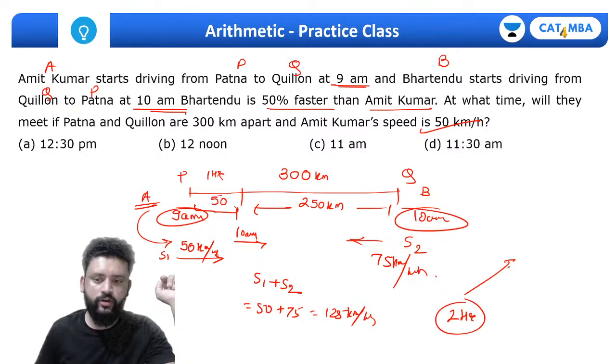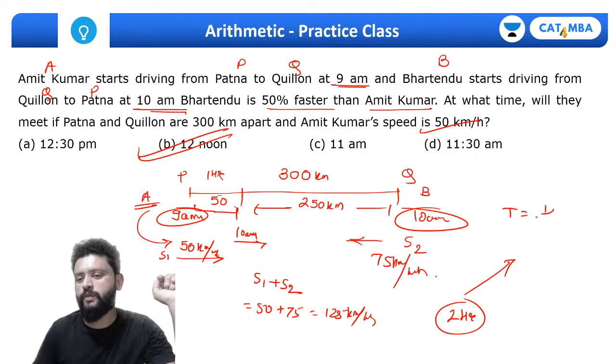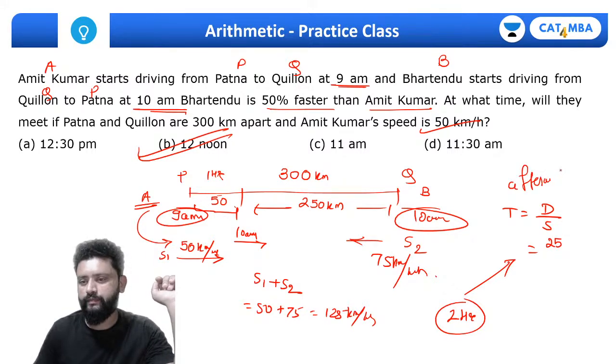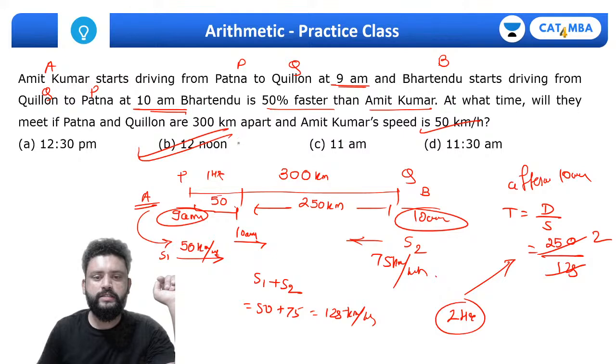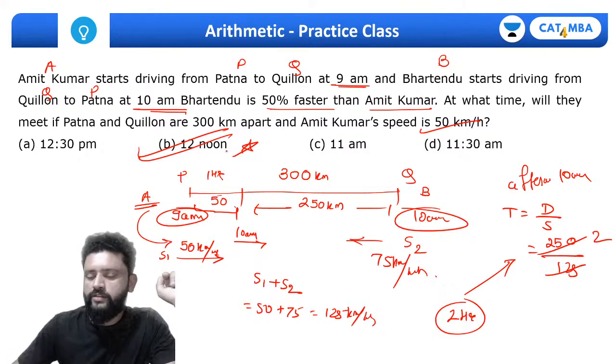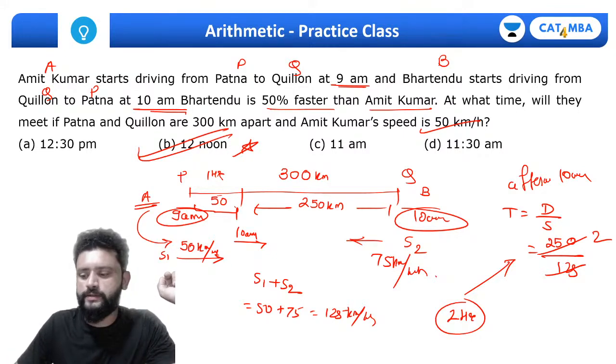Hopefully you understood how I got 2 hours. 12 noon is the right answer. Time is distance upon speed. Now the distance that remains after 10 o'clock is 250 kilometers. I had not written this, that's it, so I'm writing it again. That's quite obvious. Straightforward question on relative speed in opposite direction.